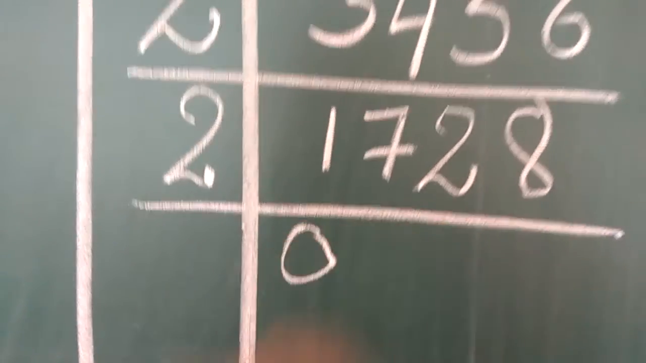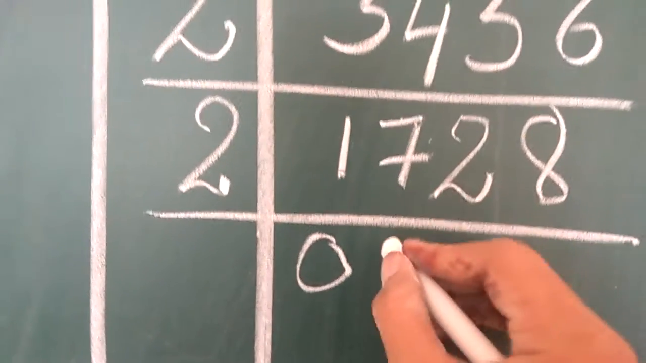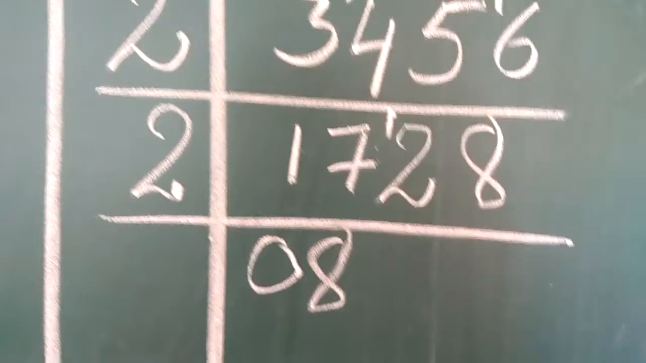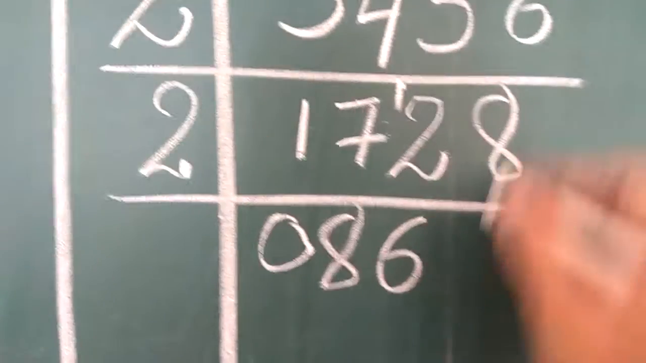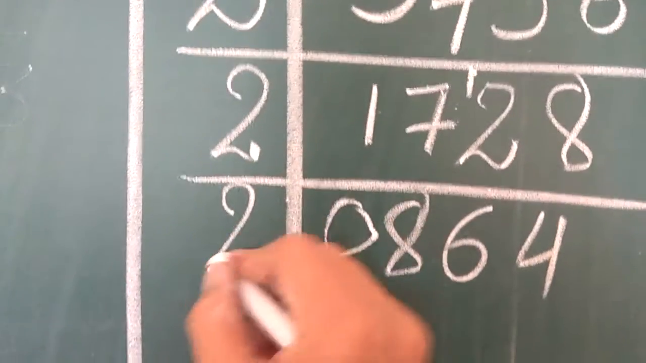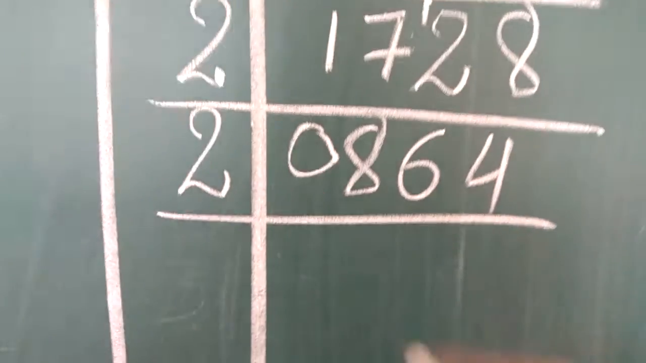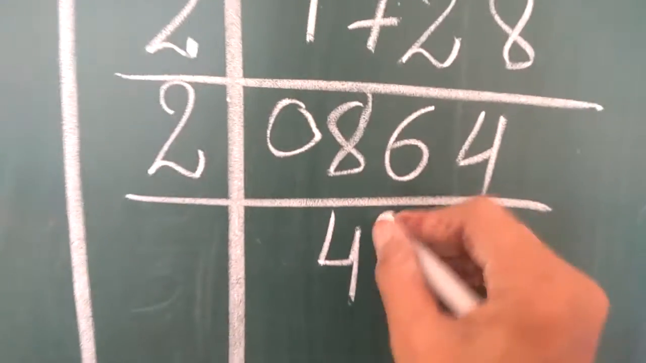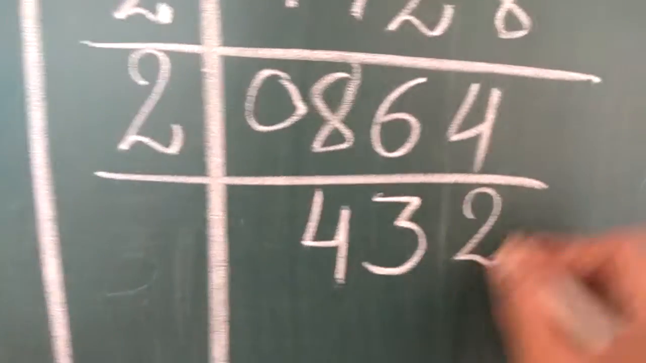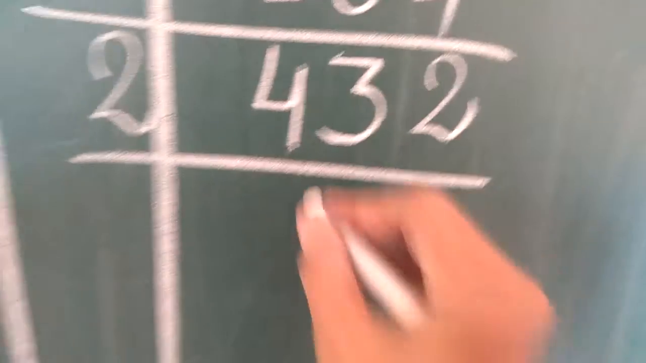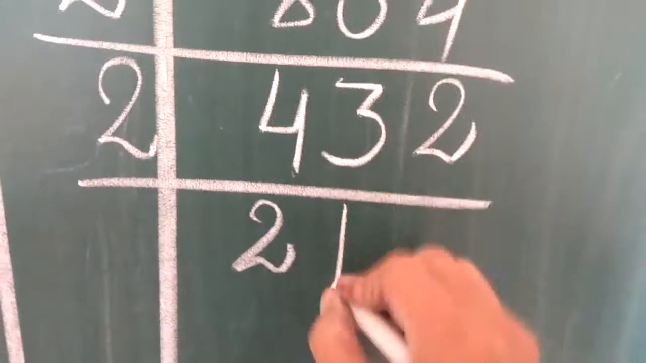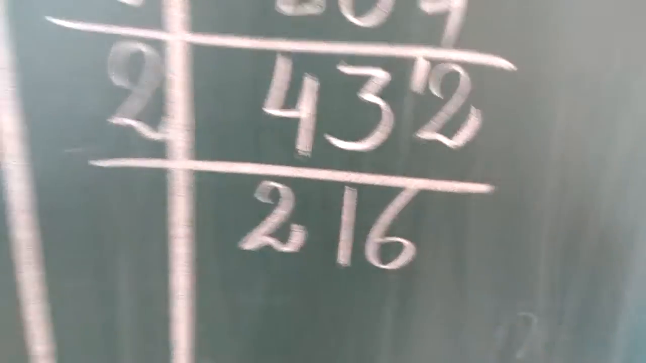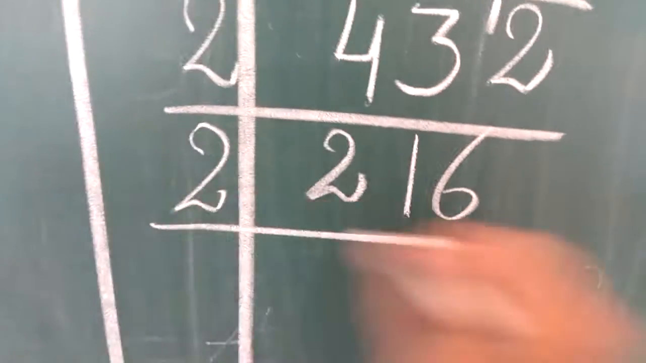For 1, place a 0. It will become 17. 2 8s are 16. Carry 1, 12. 2 6s are 12. Then 2 4s are 8. Again even. Let us divide it by 2. 2 4s are 8. 2 3s are 6. 2 2s are 4. Again even. 2 2s are 4. 2 1s are 2. Carry 1, 6. Now 2 1s are 2.